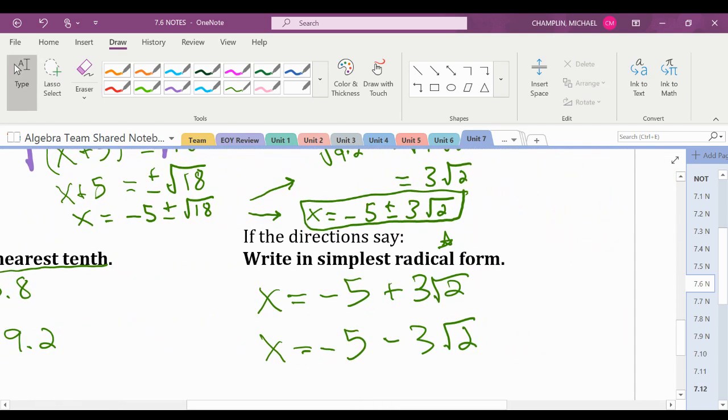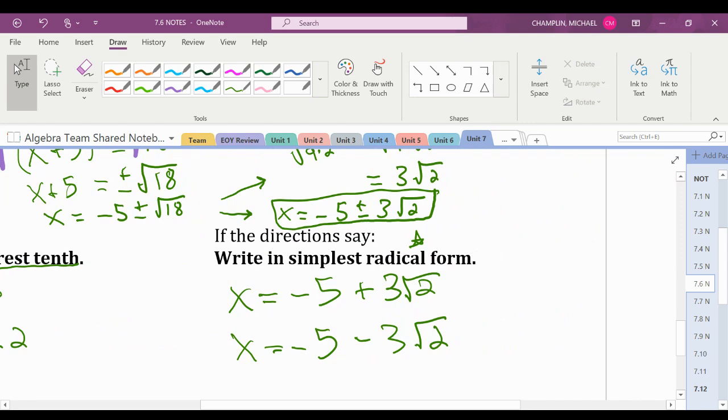However, if it says write it in the simplest radical form, all you would have to do is leave it as x equals negative 5 plus 3 square root of 2, or x equals negative 5 minus 3 square root of 2.